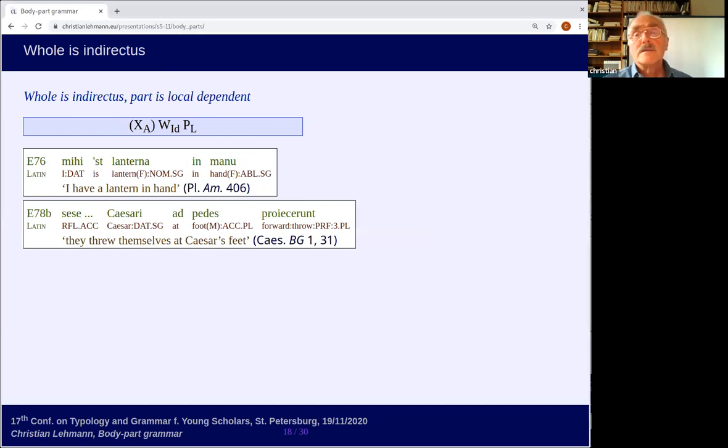Next, whole is indirect, part is local dependent. Example 76 illustrates the location of an object in a body part. To me, there's a lantern in the hand. And the next example, 78, features an external actor. They threw themselves at Caesar's feet. Caesari ad pedes, Caesari indirectus.